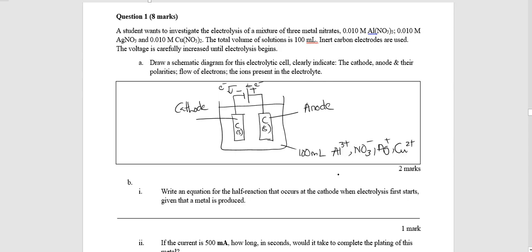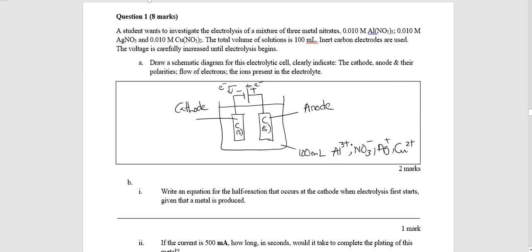Okay, write an equation for the half reaction that occurs at the cathode when electrolysis first starts, given that a metal is produced. This is a classic electrolysis question. You need to predict the products at the electrodes using the electrochemical series. So we already listed everything.